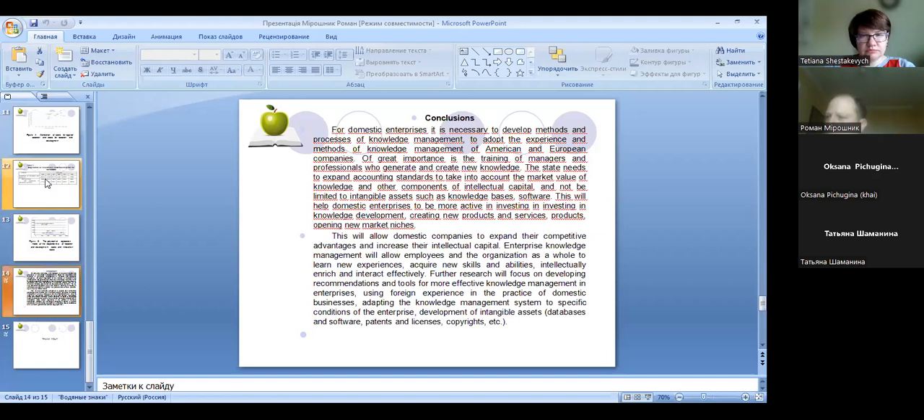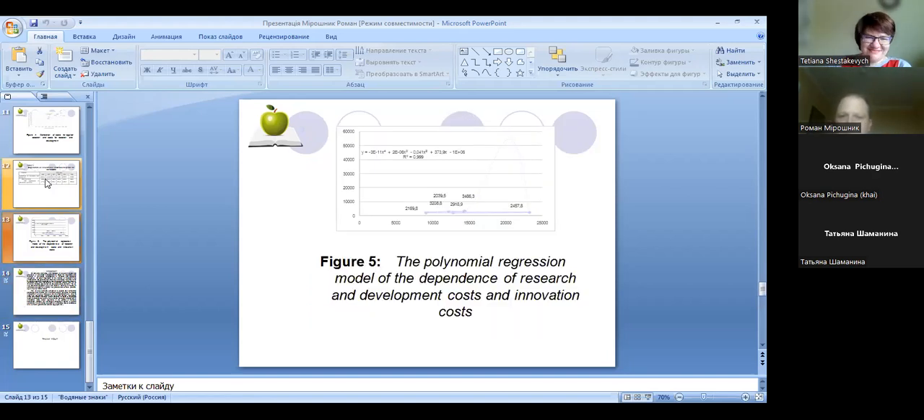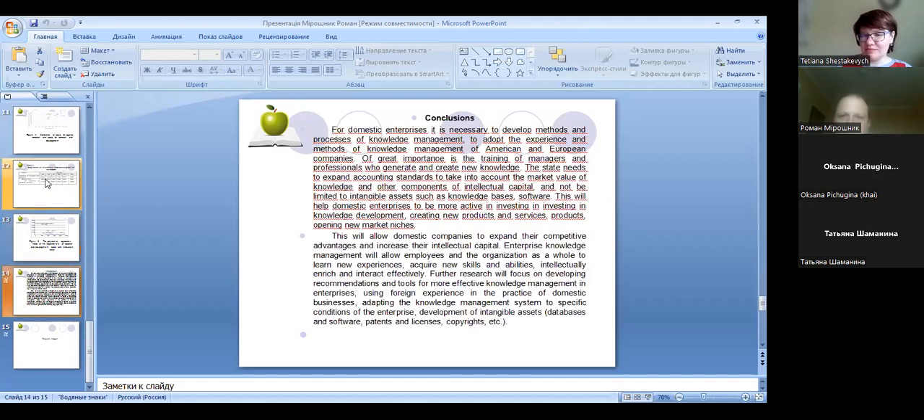For domestic enterprises, the figure shows the dependence of research and development cost on innovation cost, in this model as a polynomial of the independent variable of degree four in the presence of a very strong relationship. For domestic enterprises, it is necessary to develop methods and processes of knowledge management to adapt the experience and methods of knowledge management of American and European companies.